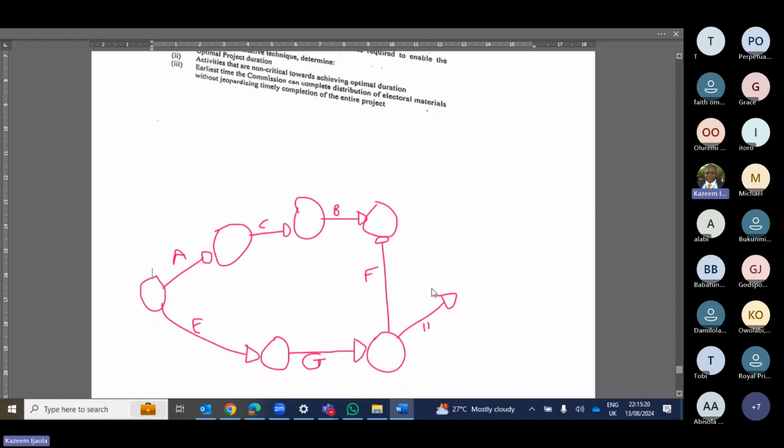How are you starting an activity from dummy? You cannot start an activity from dummy. Dummy is useless, is meaningless. You cannot start an activity from dummy. First, you understand? You cannot start an activity from dummy.